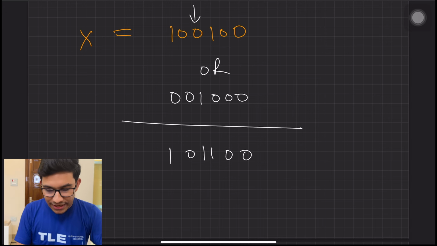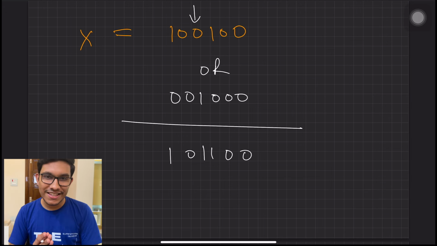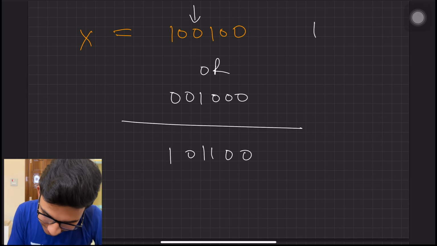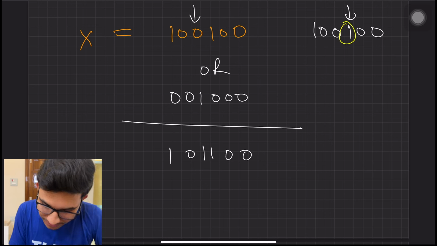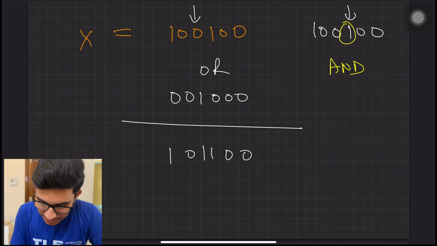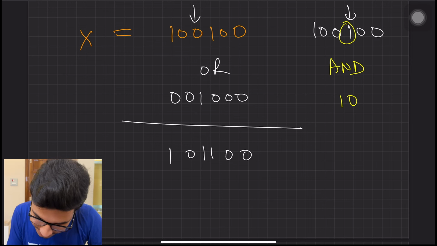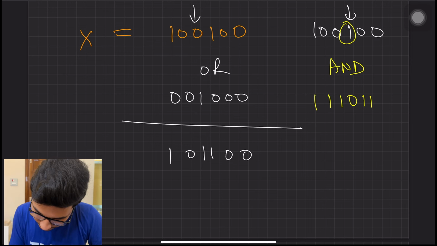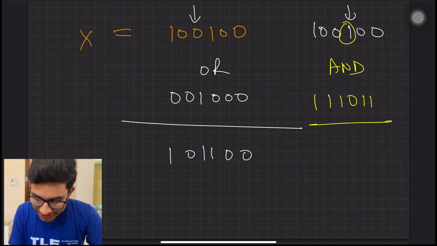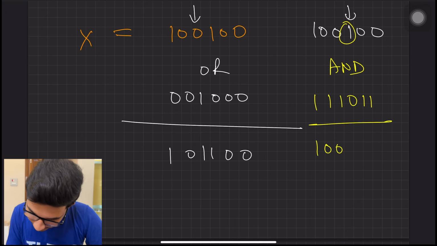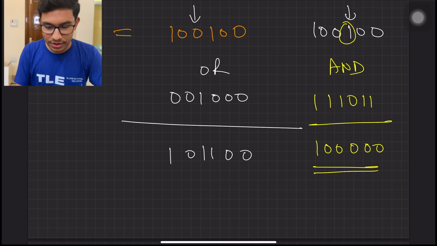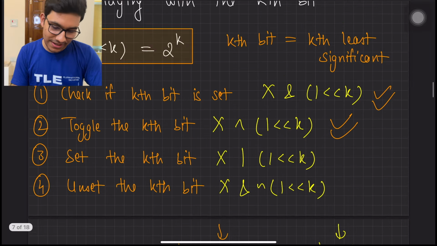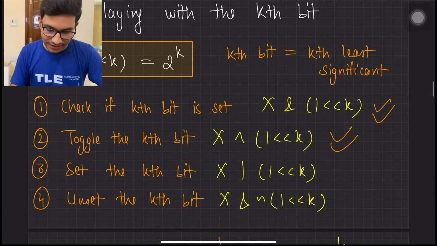Okay. And similarly, if you want to, let's suppose, make this bit equal to 0. Okay. Let's suppose you want to make this bit to be 0. So what you can do is you can take an AND with this bit having 0 and rest all the bits having 1s. Okay, if you take the AND of these two numbers, you will clearly have this 1, 0, 0, and this bit will become 0 and rest all the bits will remain the same. Okay, so these are basically some tricks in which you can play around with the kth bit.